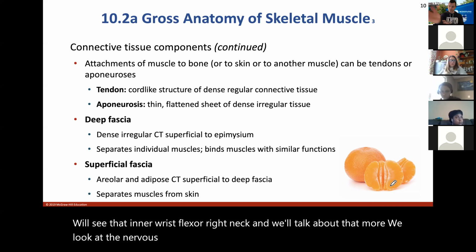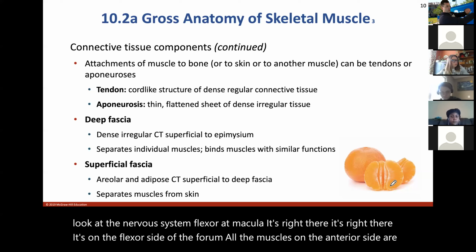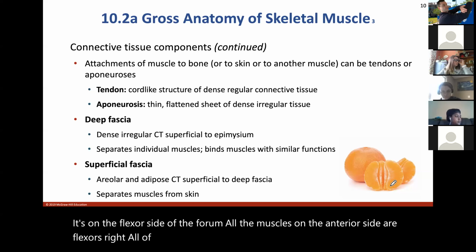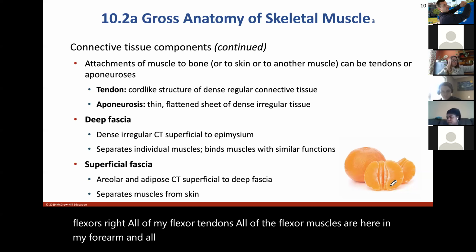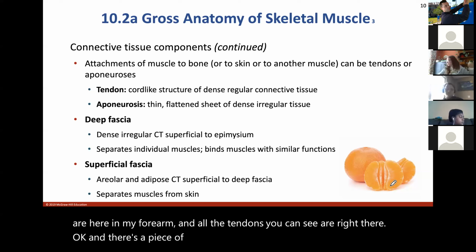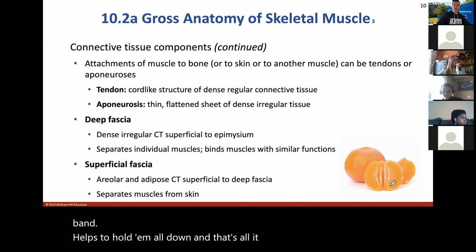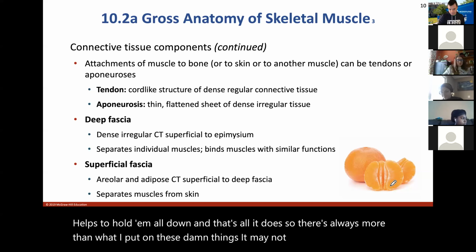Flexor retinaculum. Okay, it's right there. It's on the flexor side of the forearm. Okay, all the muscles on the anterior side are flexors. All of the flexor muscles are here in my forearm, and all the tendons you can see are right there. Okay, and there's a piece of retinaculum that just goes across there like a band. It helps to hold them all down, and that's all it does. So there's always more than what I put on these slides. It may not seem like it, but there's always more.